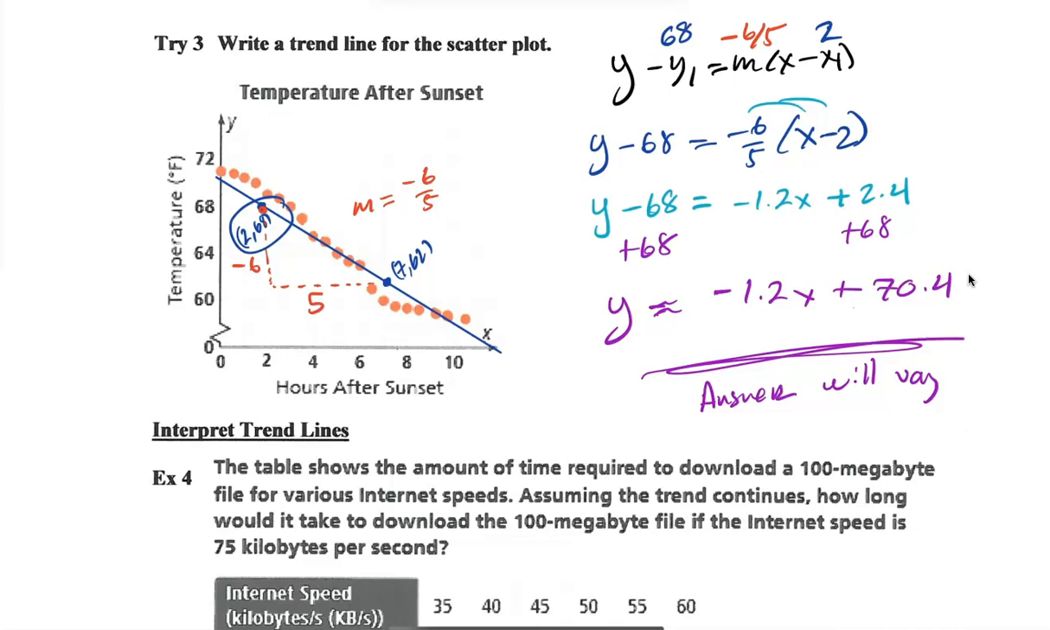And again, if I was talking about what the slope means, in this case, -1.2/1, what's our y? Temperature. So your temperature is going down 1.2 Fahrenheit every hour. That's what the slope means. And our y-intercept is our initial value. Our initial value here was 72, or actually in our trend line, 70.